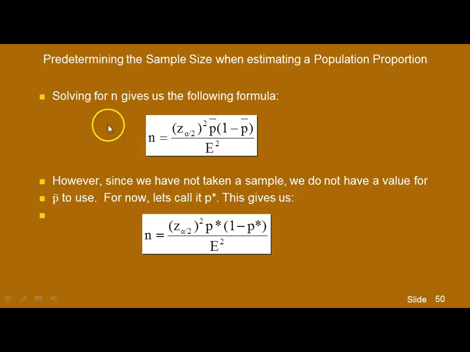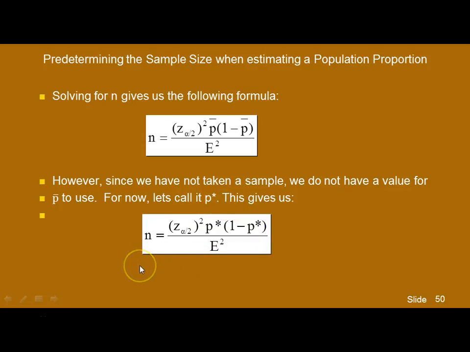Now, first problem we have is P bar. Since we haven't taken a sample yet, because we're asking ourselves how large a sample size to take, we don't have a sample proportion yet. So instead of calling this P bar, for right now I'm going to call it P star. Same formula, except we've changed P bar to P star. So we have the formula N is equal to Z squared, P star times 1 minus P star over E squared.